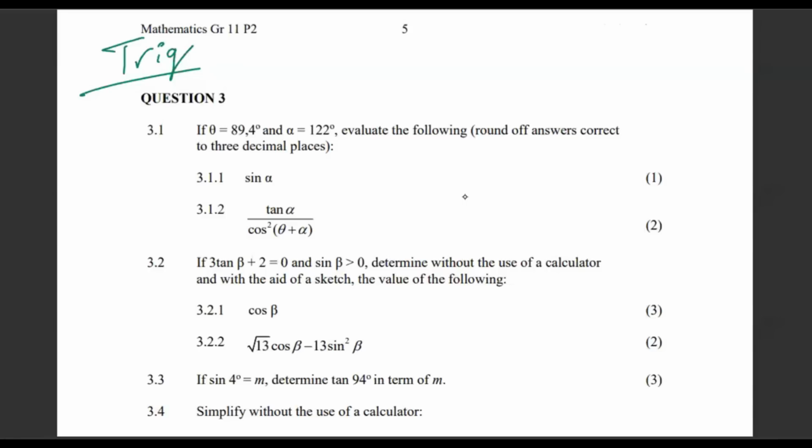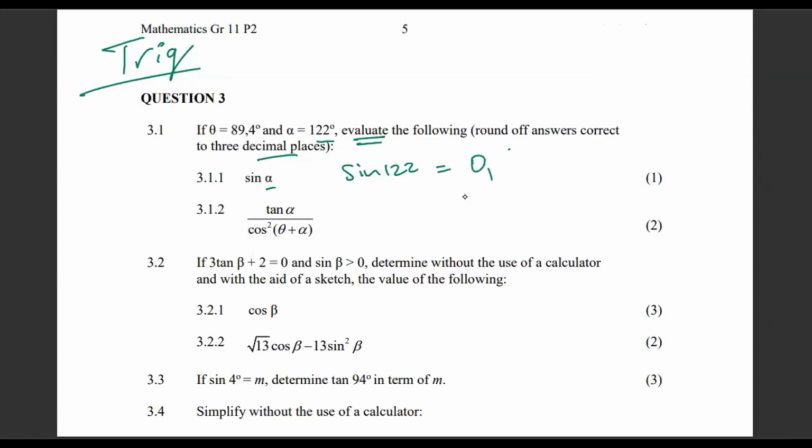Okay, so we are being told that if theta is 89,4 and alpha is 122, can we evaluate? To evaluate is just find the exact answer. Round off answers correct to 3 decimals. They want us to get the sine of alpha. So this is a grade 10 question. So sine of 122. I mean, everyone needs to know how to use a calculator to get these values, because these should be free marks.